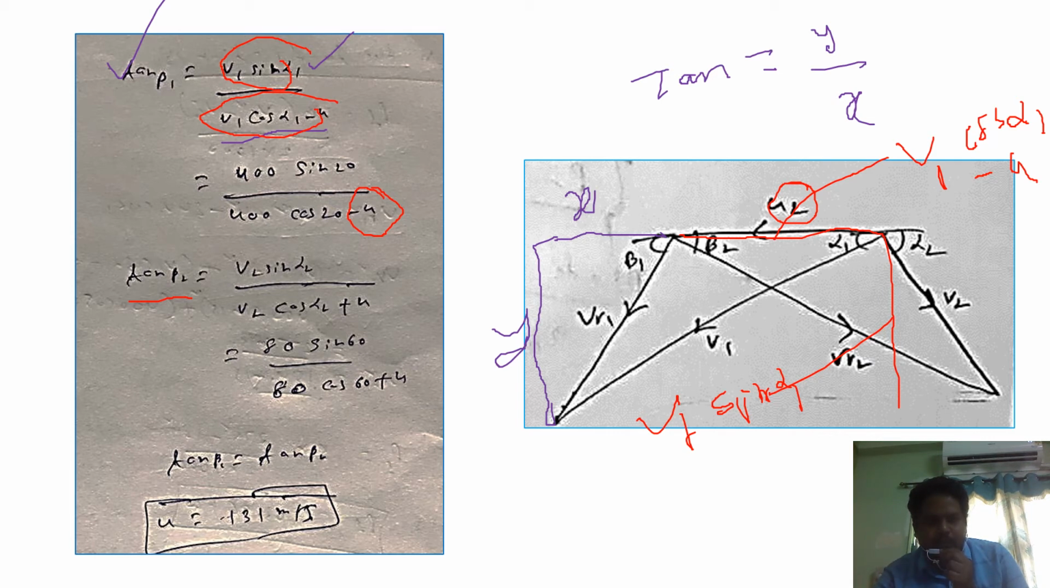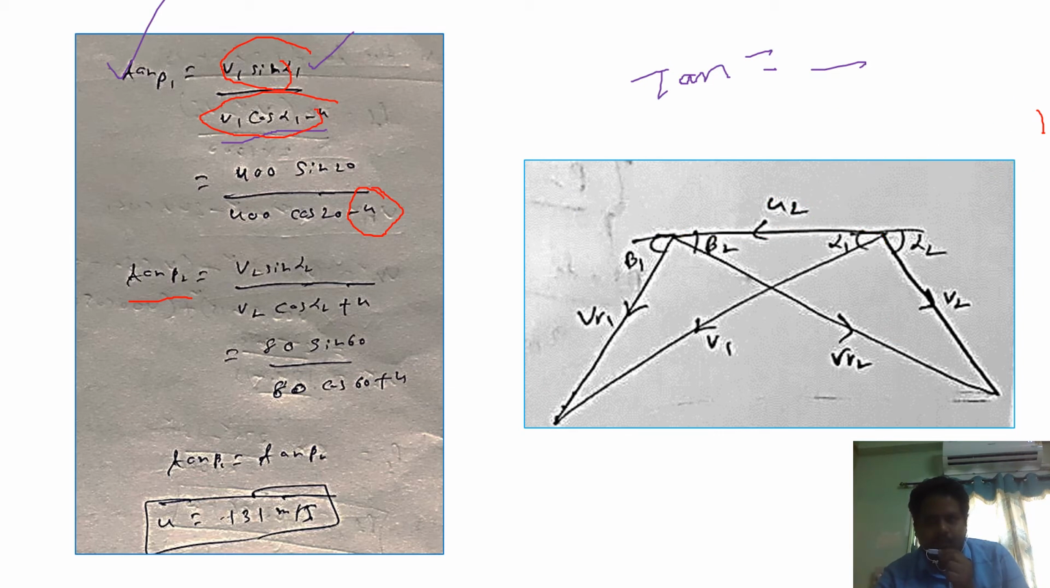Tan beta 2 we can write it as v1 sin alpha 2 divided by v2 cos alpha 2 plus u, because if you divide this line, this is the x, this one is y. Again, tan equals y by x.